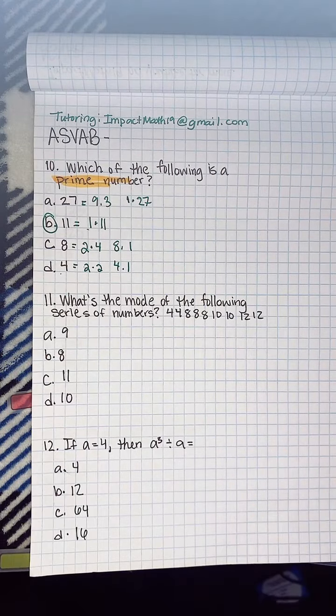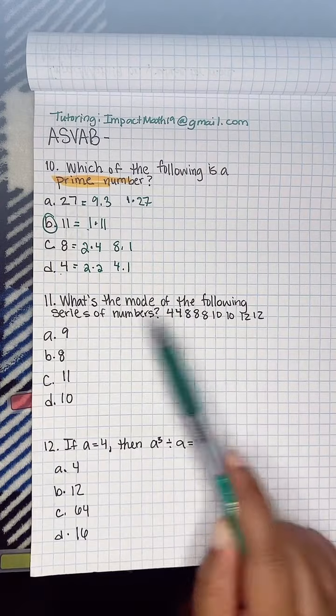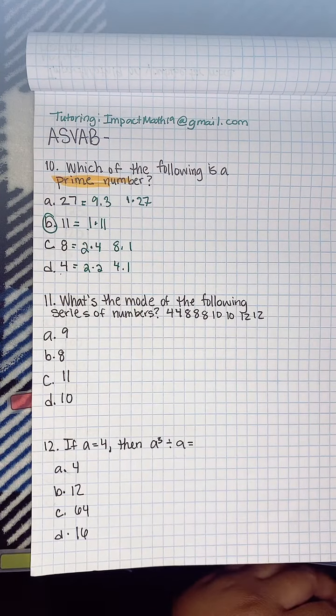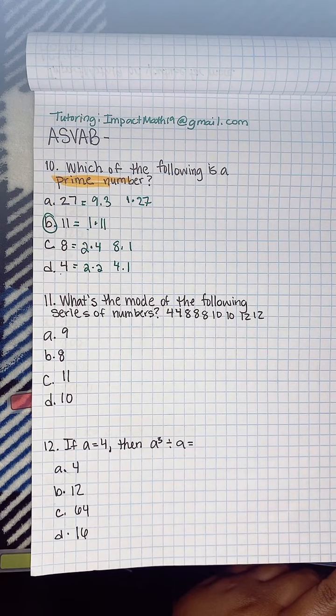All right, number 11. What's the mode of the following series of numbers? Good, Shay, say makes sense. Does it have to be a whole number for number 10? For prime numbers, yes, prime numbers are whole numbers. Ooh, we're all getting B's.